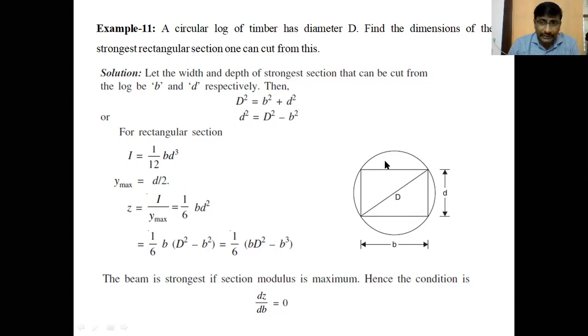From that circular section, we should cut the rectangular section for a particular breadth and depth. So the variable is b. With respect to b, we differentiate the equation for section modulus and equate it to 0. Then we get the condition, that is, the breadth to be used for the strongest rectangular section.